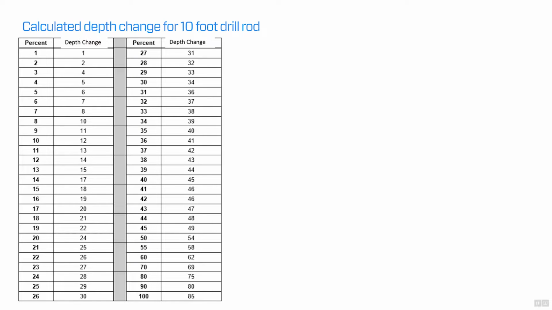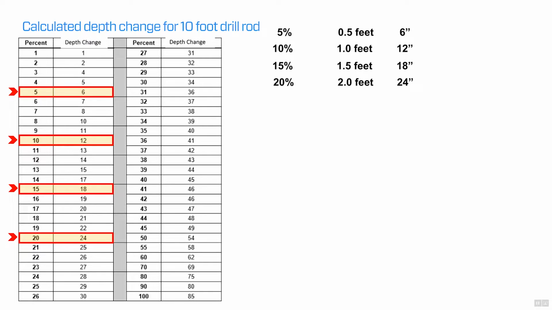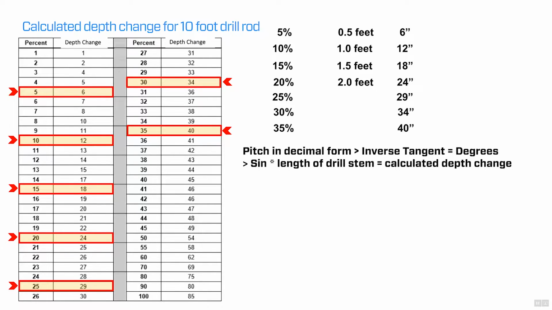So here's a widely available chart. This chart notes calculated depth change for any given pitch when using 10-foot drill rod. I'm going to go ahead and highlight some of the more common pitches and their corresponding calculated depth changes. And I'm also going to show you the math. This math is conducted with a scientific calculator. I believe all smartphones have built-in scientific calculators now.